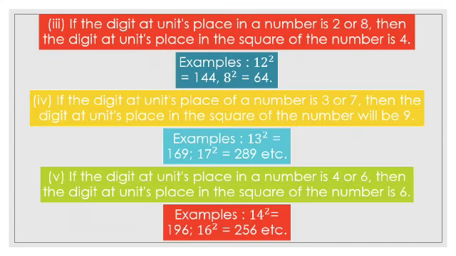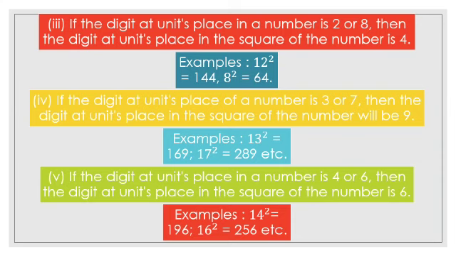If the digit at the units place in a number is 2 or 8, then the digit at the units place in the square of the number is 4. Example, 12 squared equals 144 and 8 squared equals 64. Here we see that at the units place there is 2 in the first and 8 in the second. When there is a 2 or 8, we get a square with units digit 4.